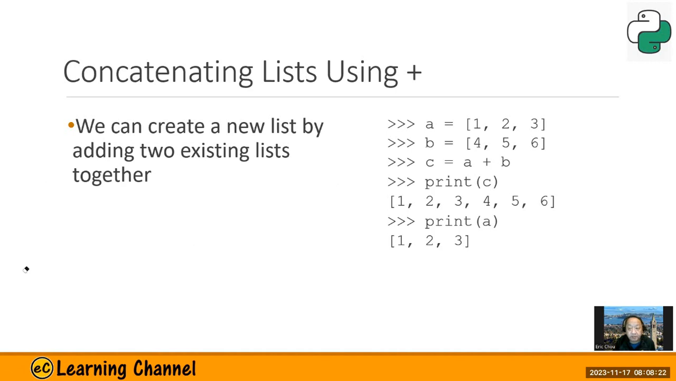Now, we can use the plus sign to connect two lists together. It will generate a new list. So the new list we assign to C will be 1, 2, 3, 4, 5, 6.